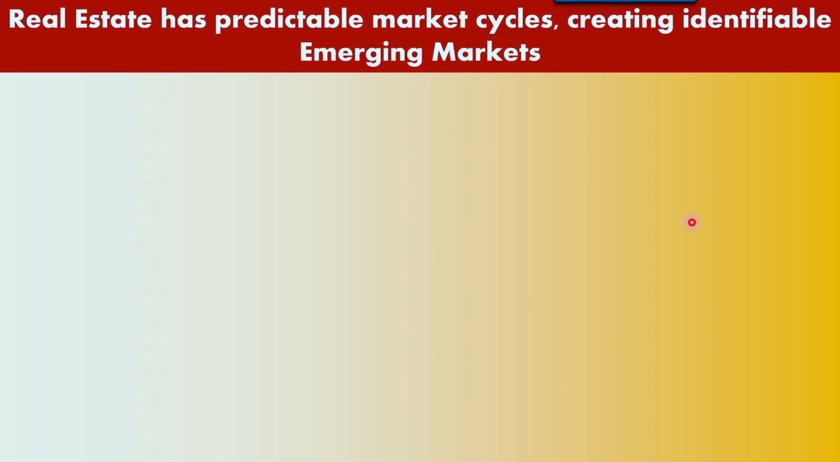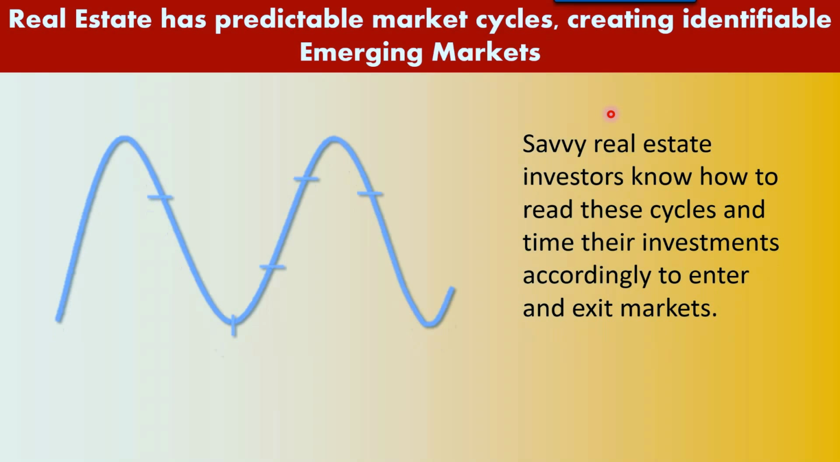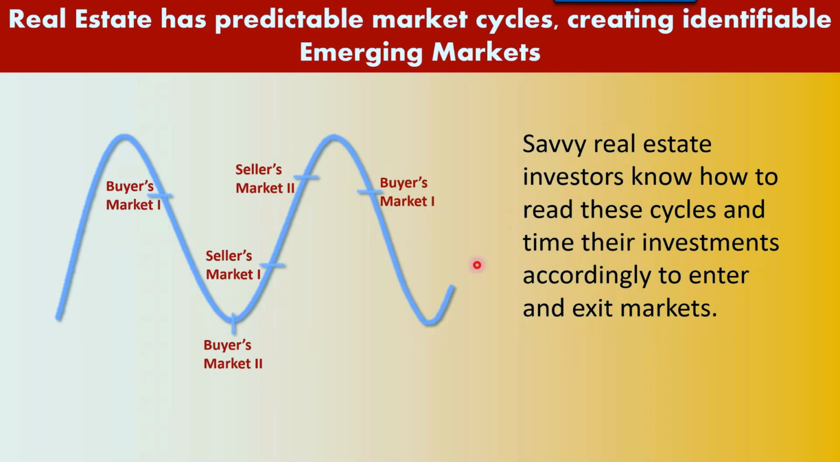Now, how do we find these properties and where are these properties? Well, that really depends. It depends on market cycles. You know, real estate has predictable market cycles and it creates identifiable emerging markets. And multifamily investors, we know how to read these cycles and we time our investments accordingly to enter and exit markets. Here's an example. These are the phases of the market. Right now, I can tell you that Chicago is somewhere in this area here. It started rising about 6 months ago.